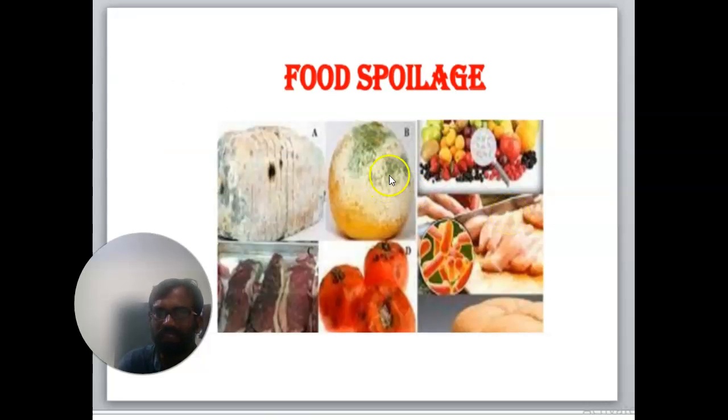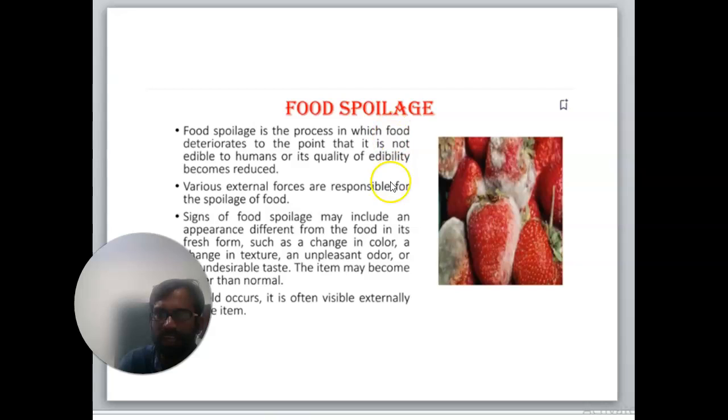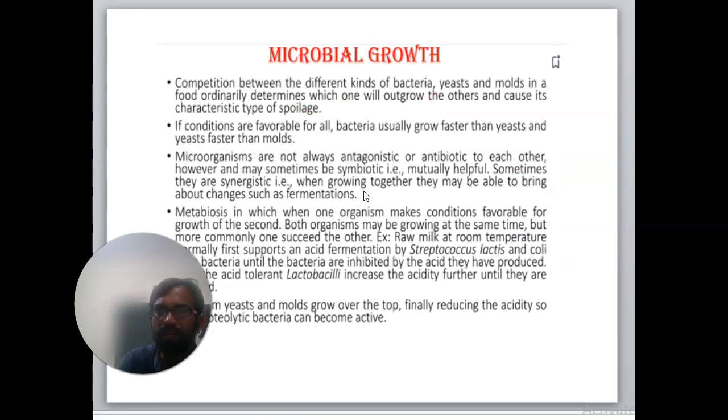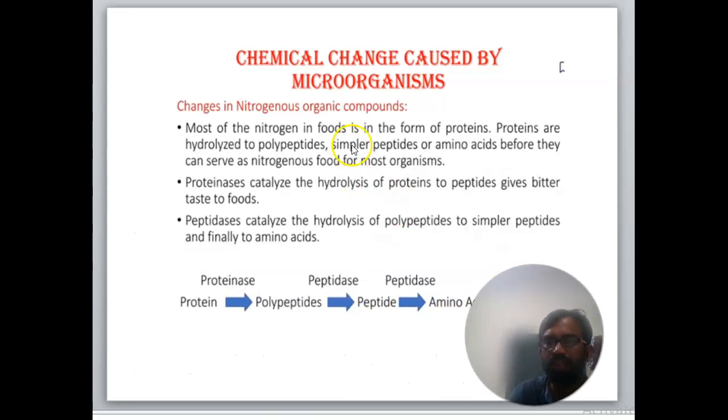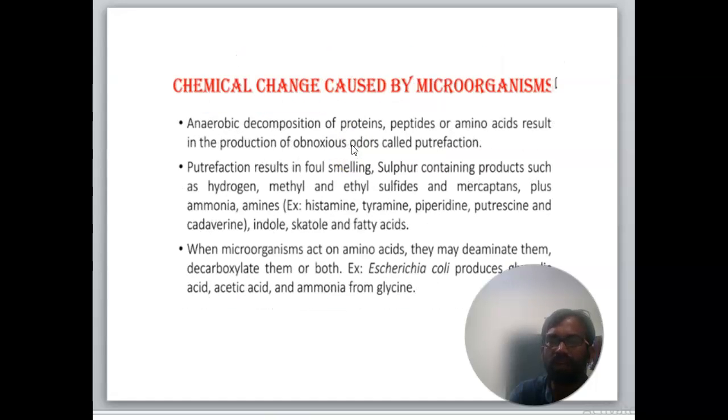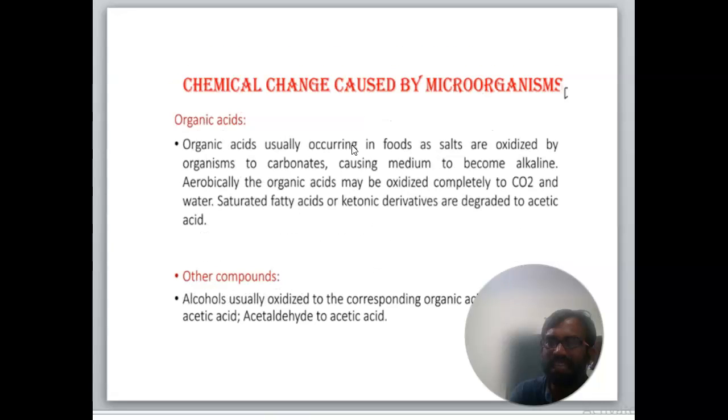Food spoilage is the major part, and food spoilage is nowadays a big problem for everyone. And you can see the microbial growth, especially in food products, and how the protein breaks into polypeptides, peptides and amino acids according to the microorganism. You can see clearly the chemical changes caused by the microorganism, and the organic acids and others.